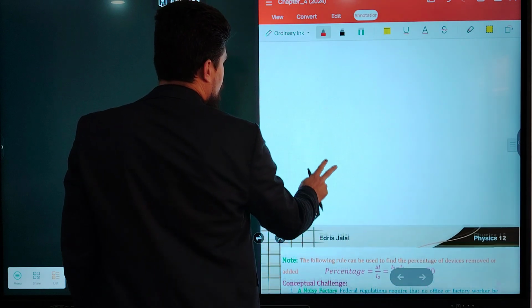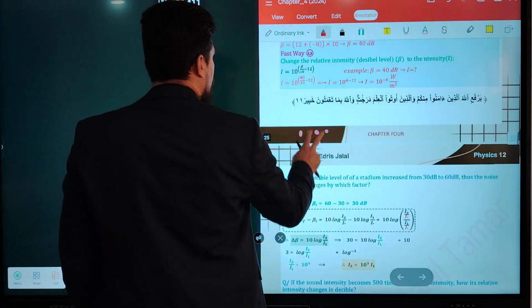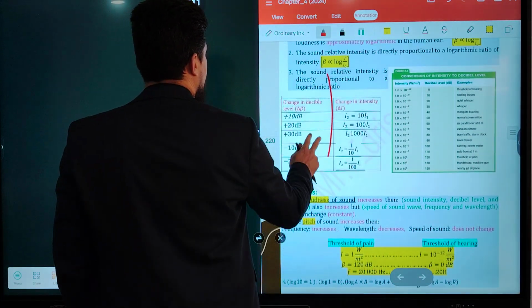So this question is very important, and it has been asked in the Wizari exam many times, guys. Pay close attention, please, to question 3 in critical thinking.